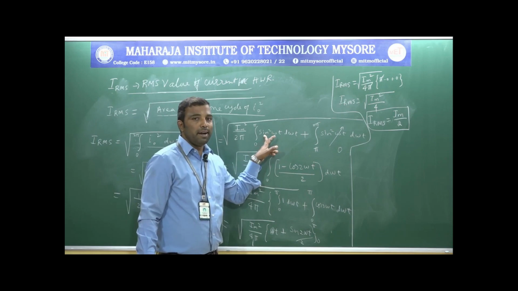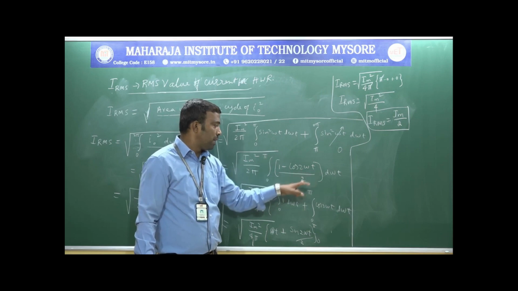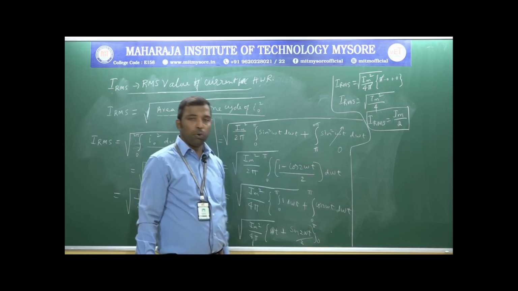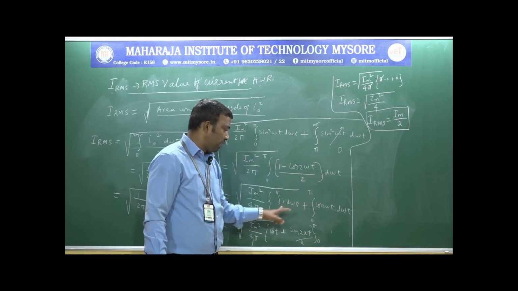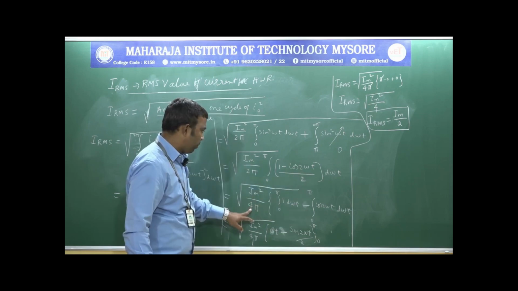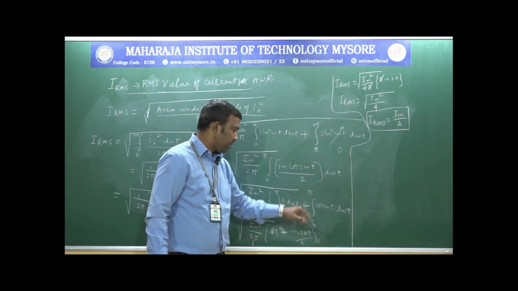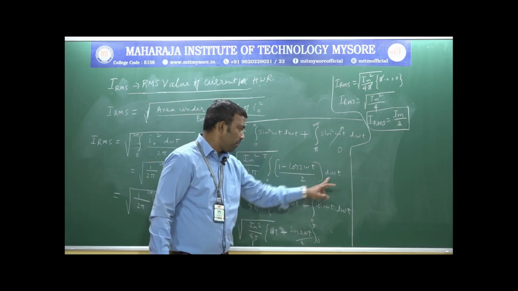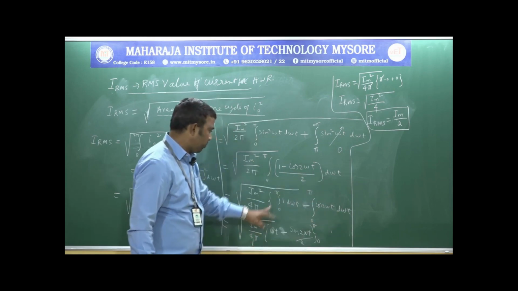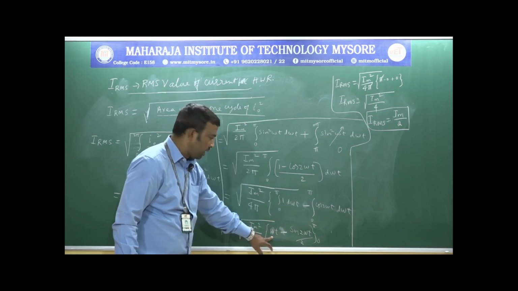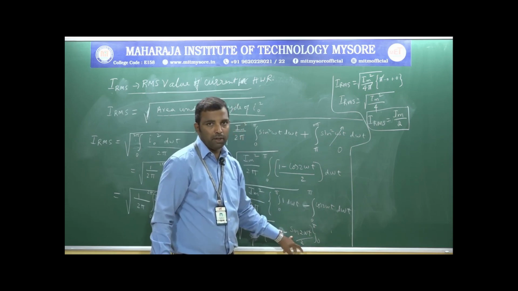We cannot integrate sin square omega t. We have to use the half angle formula, the trigonometric relation (1 minus cos 2 omega t) by 2, d omega t. So, 2 is constant. It becomes Im square by 2 pi, I take 2 outside, so it becomes 4 pi, the integration of 1 d omega t minus cos 2 omega t d omega t. So, the integration of 1 with respect to omega t means omega t only, minus the integration of cos 2 omega t, which is nothing but sin 2 omega t by 2.